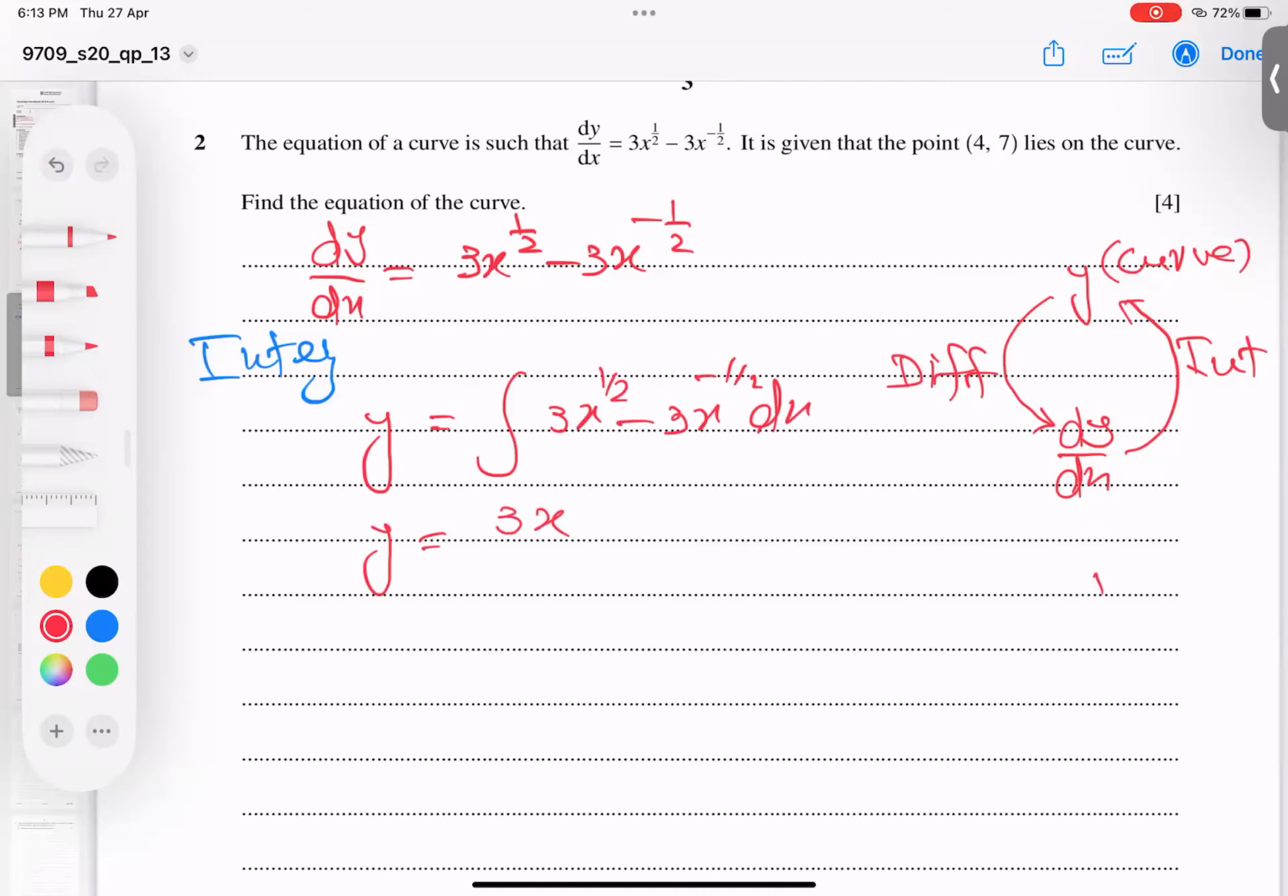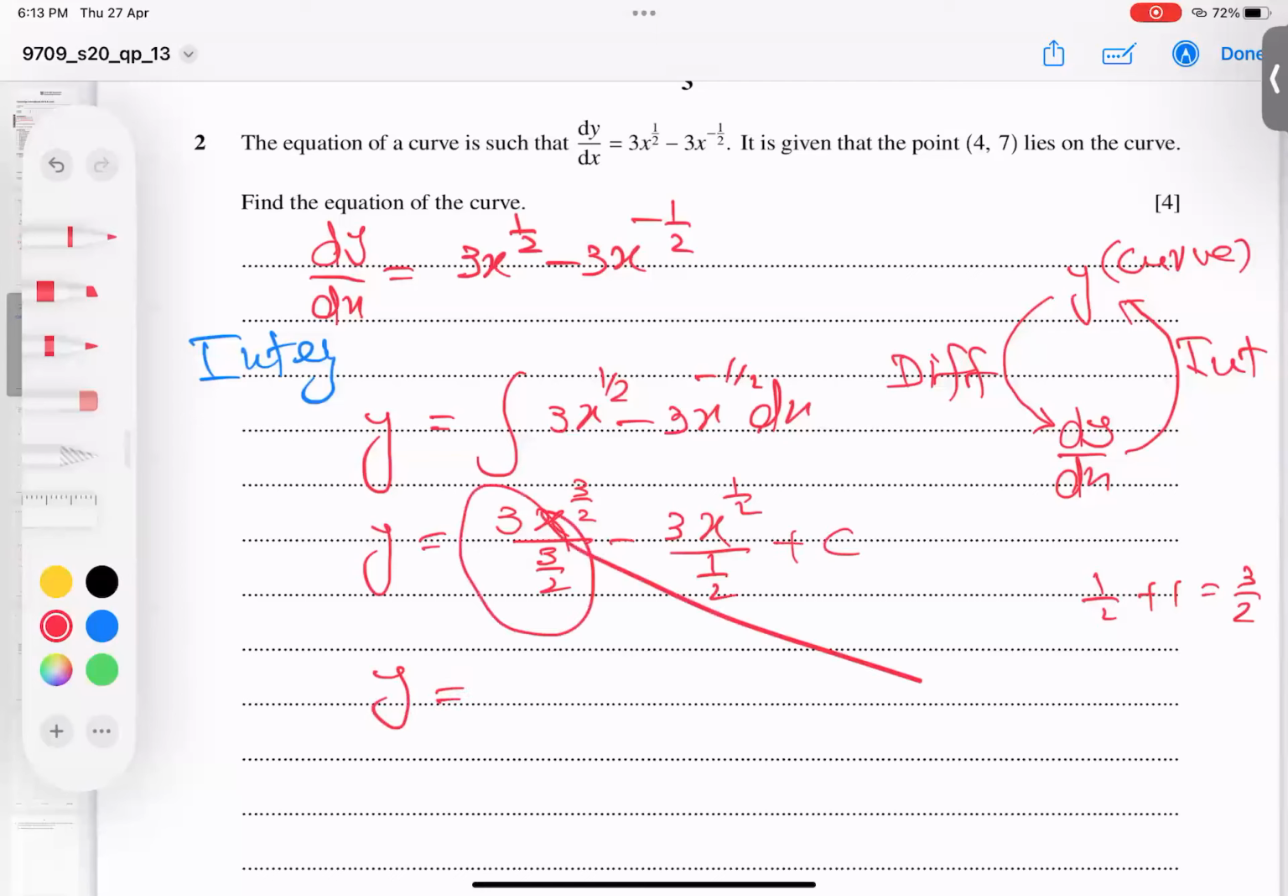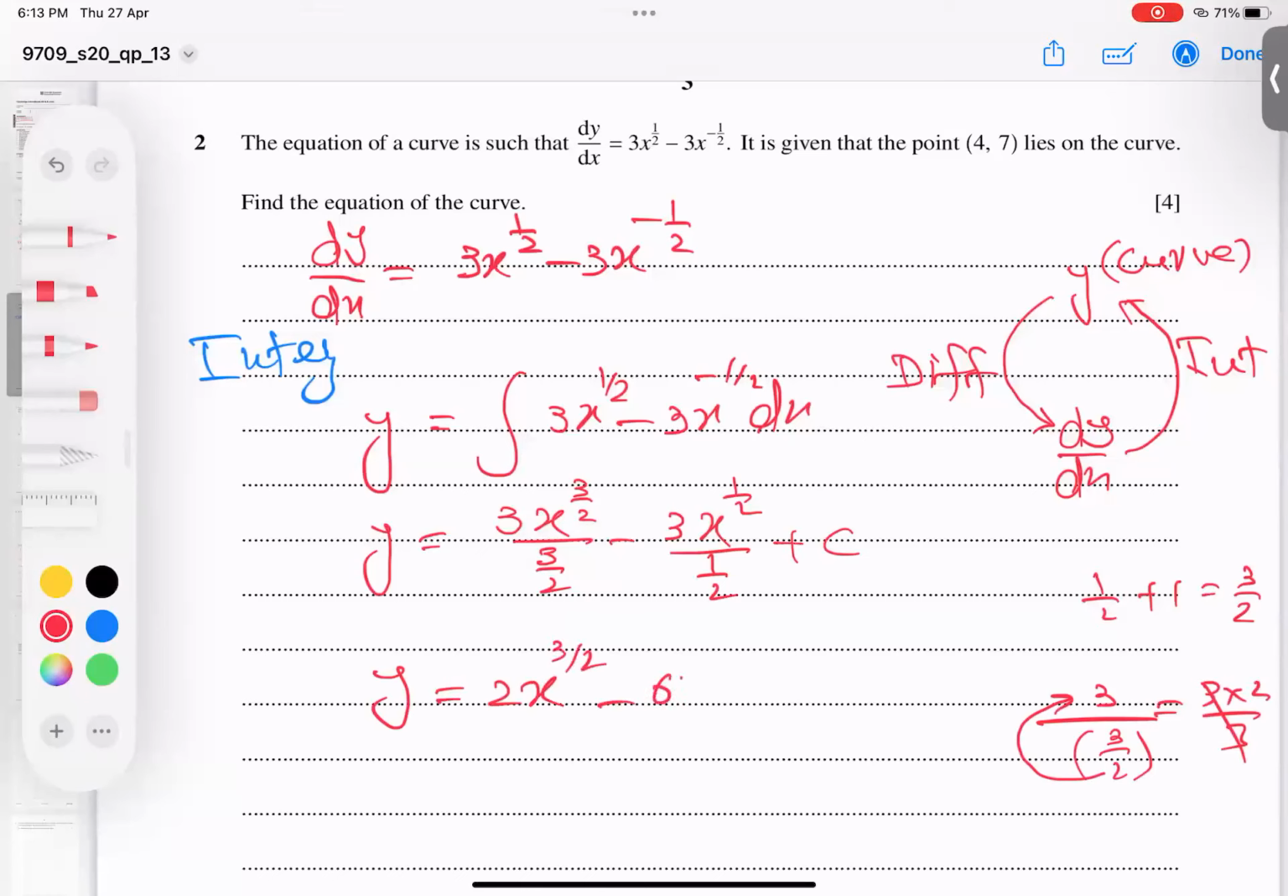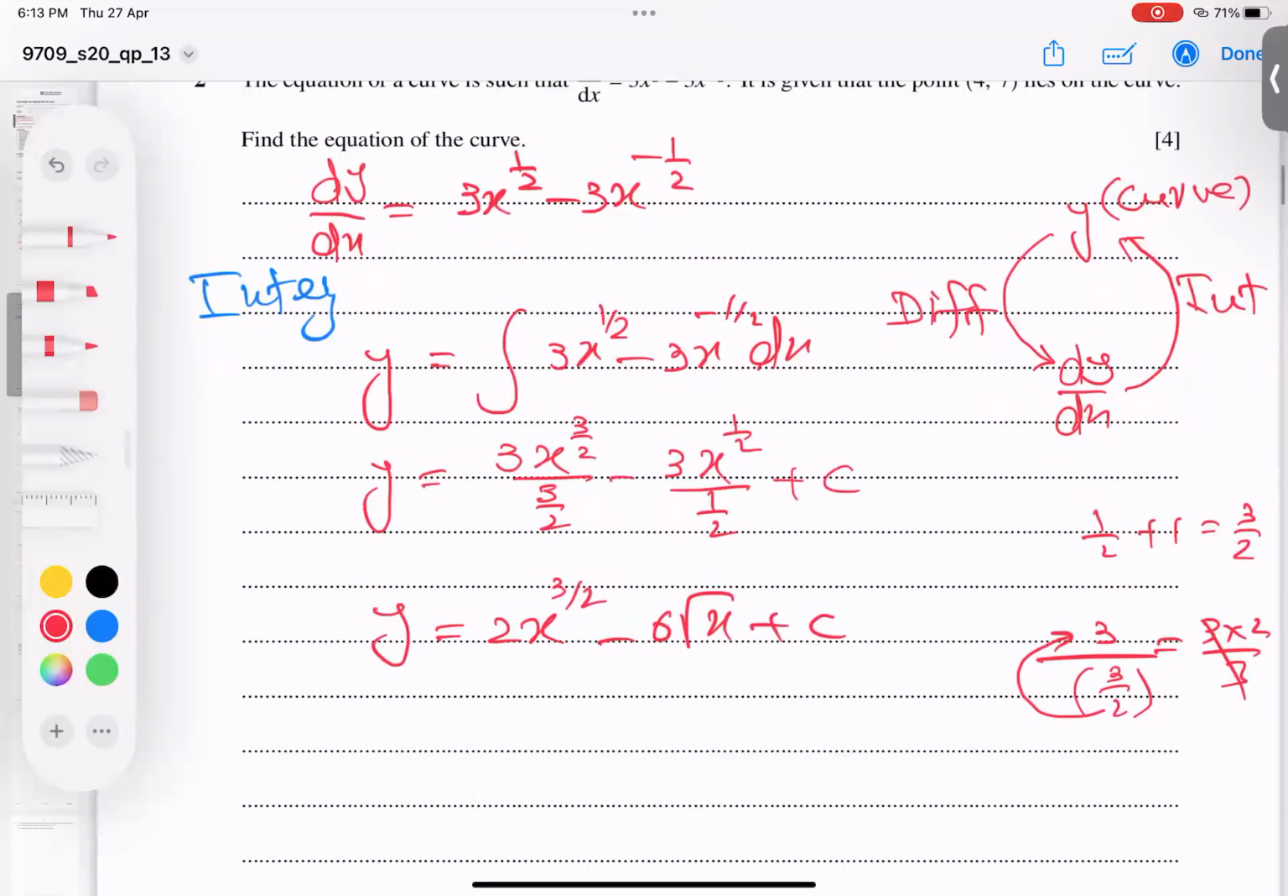So if I add 1 to half, I get 3 by 2. So 3 by 2 here and 3 by 2 comes here. And same approach: add 1 to negative half, I got half, up and down. And plus C always comes. And for your knowledge, how to type this in the calculator, you can type it all together, or you must know that this goes up. So 3 into 3 by 3, the 3s cancel, we got 2. So 2x to the power 3 by 2 comes from here. And this 2 goes up, I got 6. So 6 root x. This basic algebra, you must be familiar with.